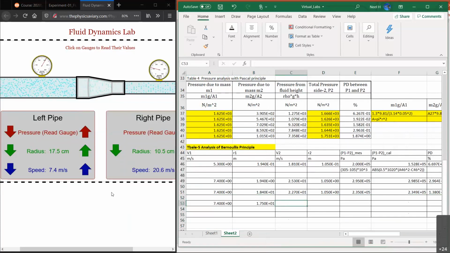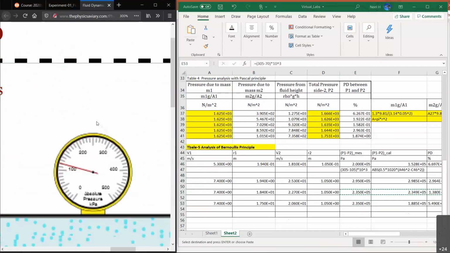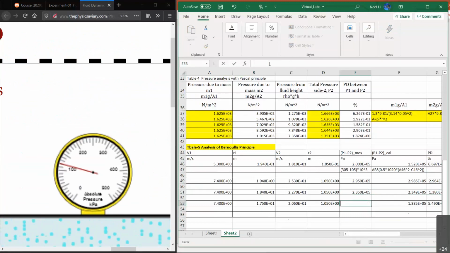Now the velocity on the other side, 20.6. Radius keeping the same, 1.05. And then this calculation you can copy and paste. Make sure when you copy and paste, the pressure observed must be different because the pressure on side 2 is a different number. You have to adjust only that. Now the pressure on side 2 is 120. So you have to change that accordingly, okay?